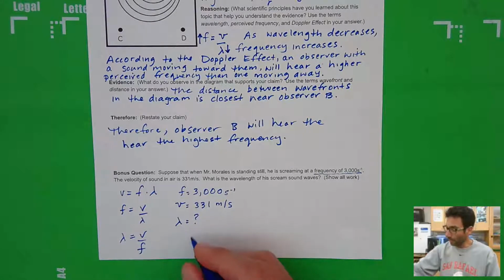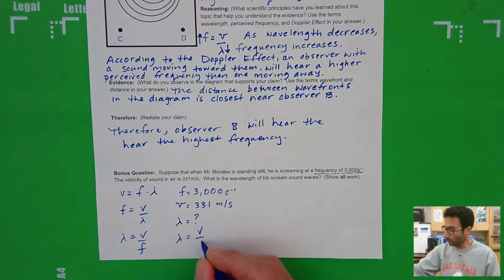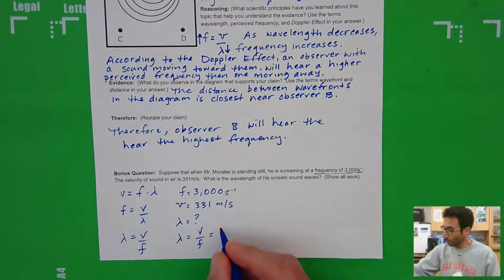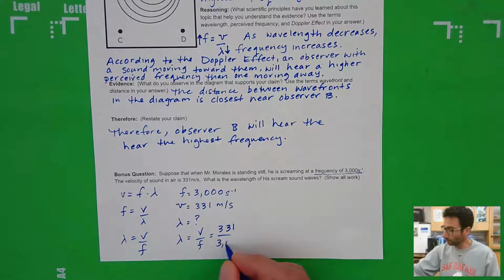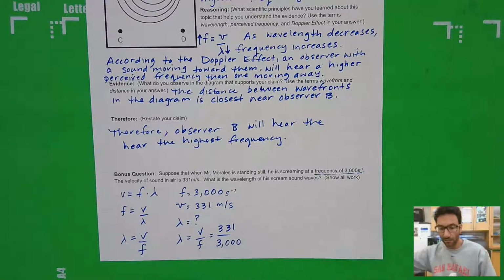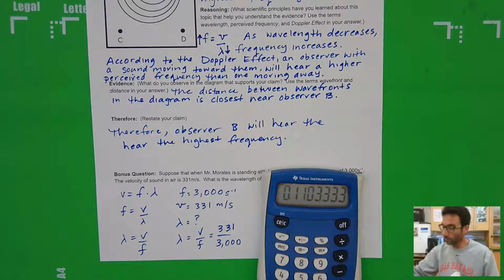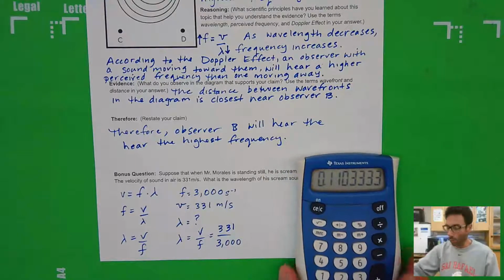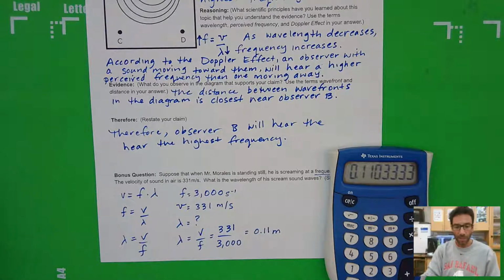So wavelength equals velocity over frequency. That's 331 over 3,000. And I can certainly use a calculator to figure things out. And that gives me 0.11. And the unit for that would be meters. Easy.